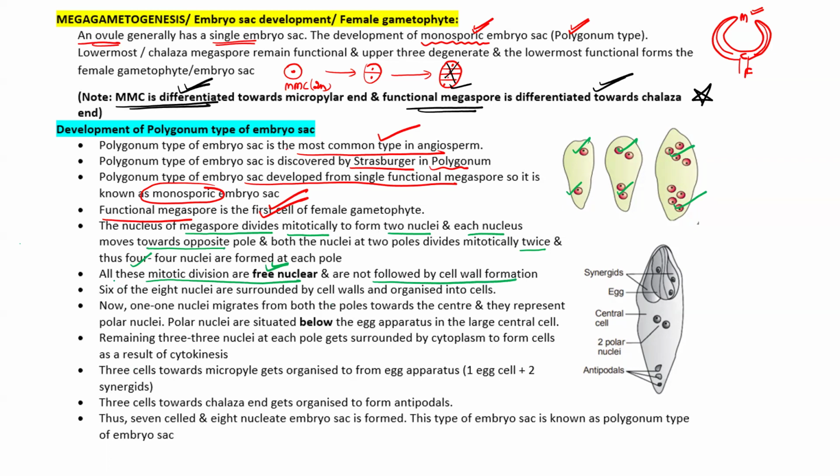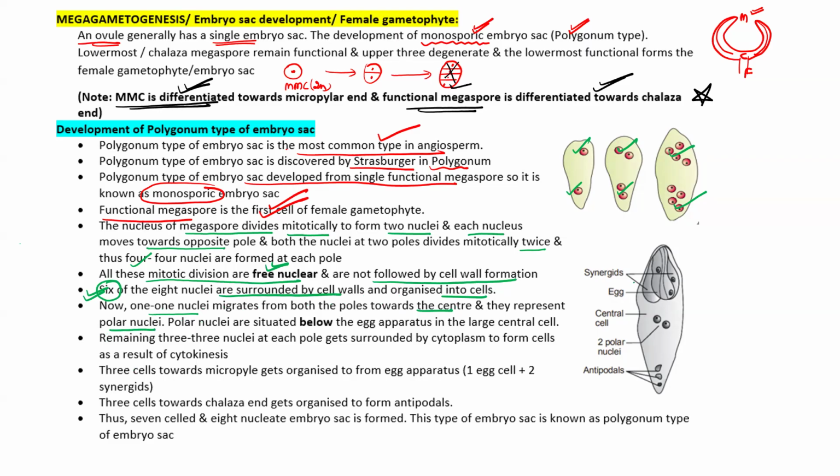Now read this line carefully. Six of the 8 nuclei are surrounded by a cell wall to make a cell. It means cytokinesis is done only around 6 nuclei. One nucleus from both the poles will come to the center, and they are known as polar nuclei.